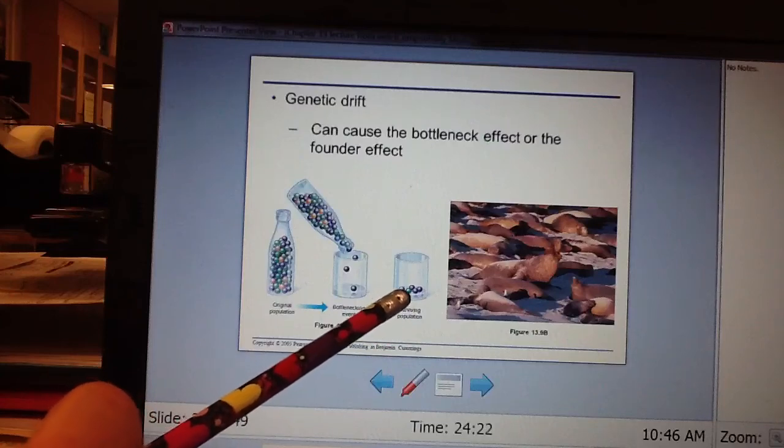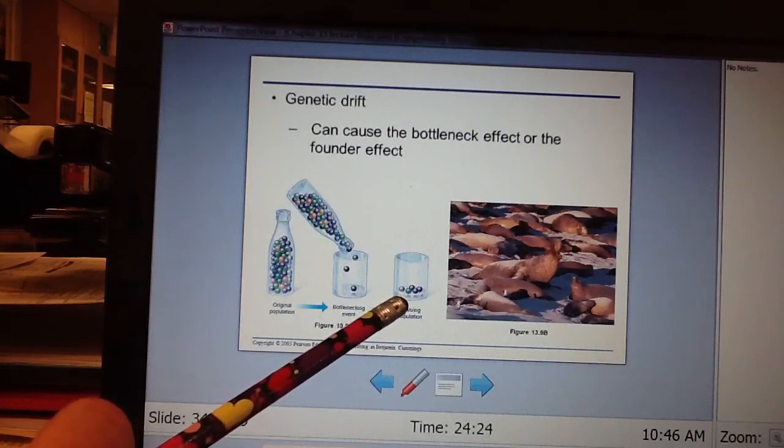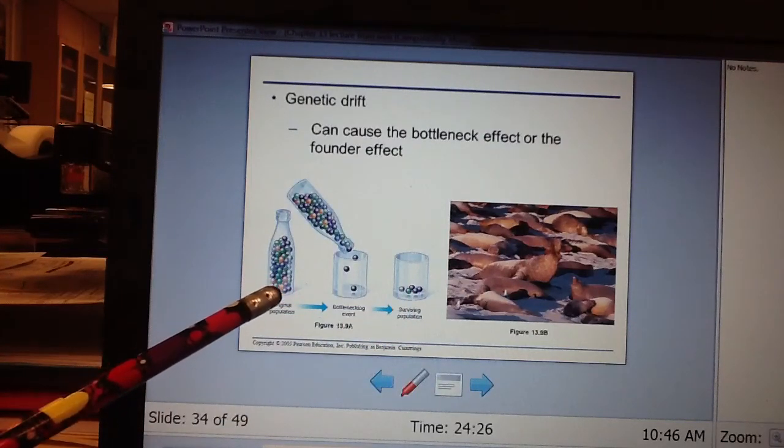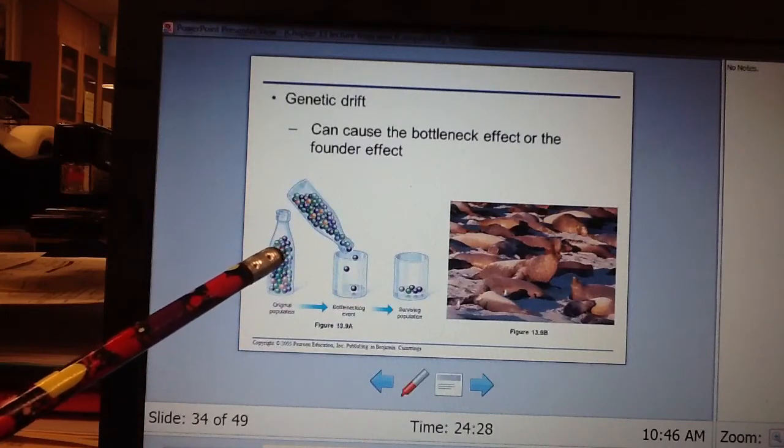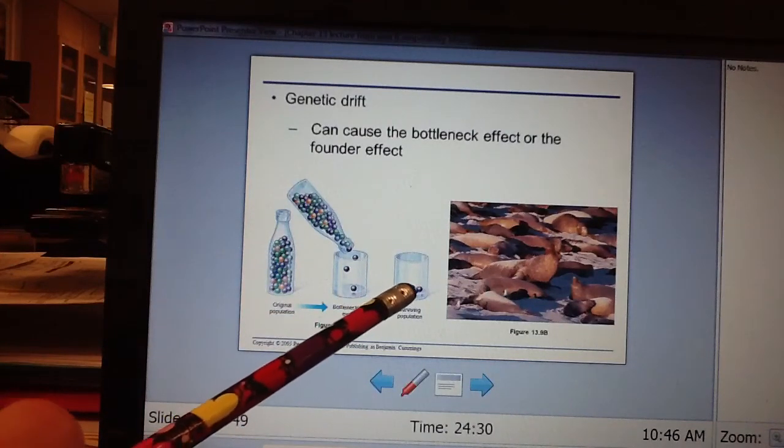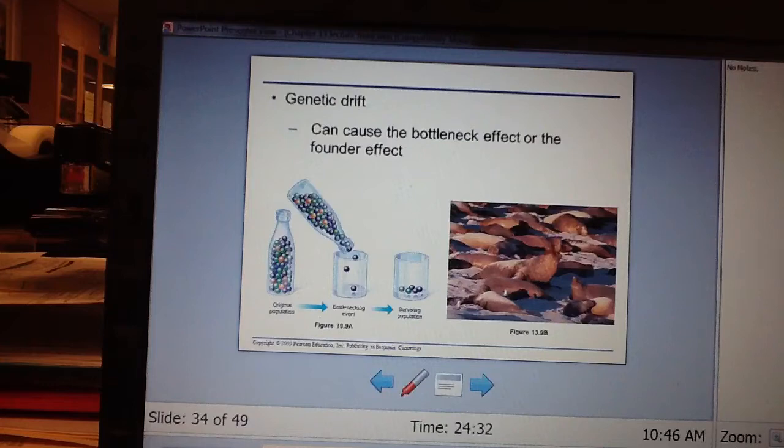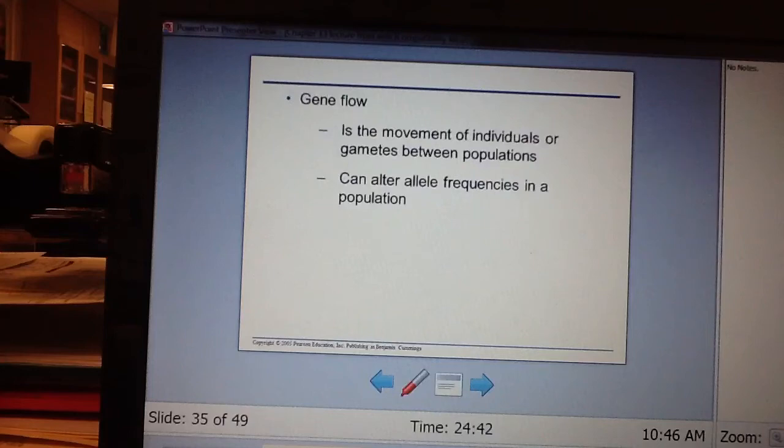In doing so, we have eliminated and altered the gene frequencies. We have eliminated the yellow. You can tell that we've altered the ratio between purple and green. And now this surviving population represents the founder effect genetics that can then rebuild a population. But it is forever altered allele frequency-wise from the original population.